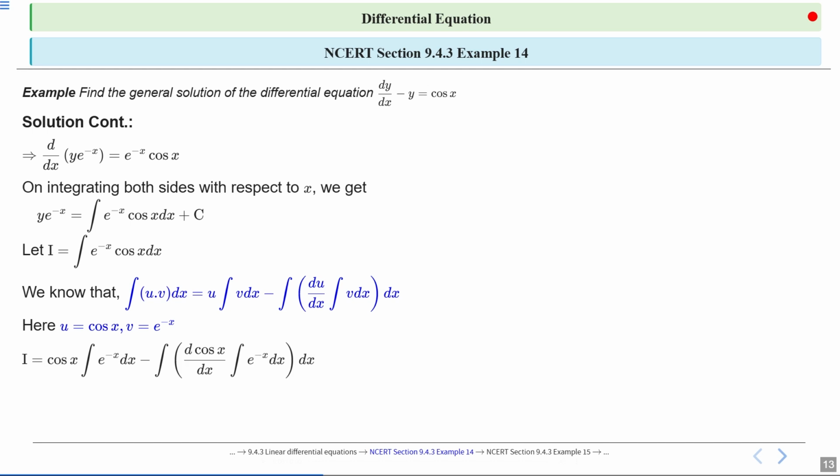So just substitute these values of u and v into the formula of by parts. So the integral is equal to u, that is cos x, into integration of v dx, that is integration of e to the power minus x dx, minus integration of the differentiation of cos x, that is d cos x by dx, into integration of e to the power minus x dx.